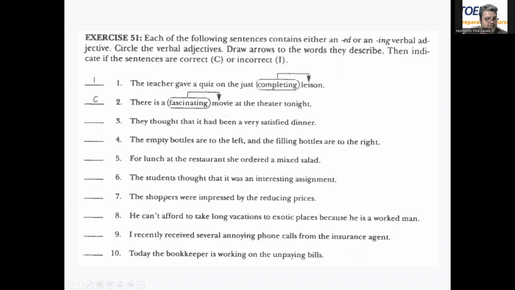Okay, so let's work on the exercise here. Exercise 51: each of the following sentences contains either an ed or an ing verbal adjective. We're going to circle those adjectives, draw arrows to the words they describe, and then indicate if the sentences are correct or incorrect. For example, the teacher gave a quiz of the just completing lesson, right? So this is an ing, should be more active. So that means that somebody completes the lesson and not the lesson itself. So this is incorrect. It should be the completed lesson, right?